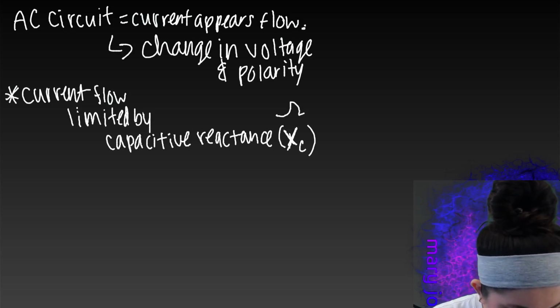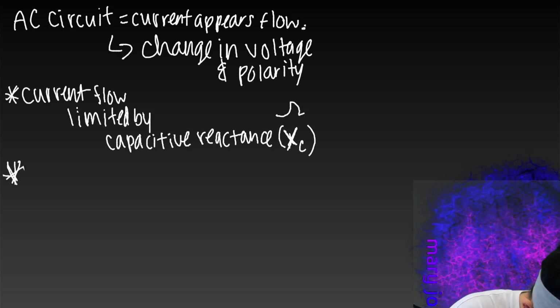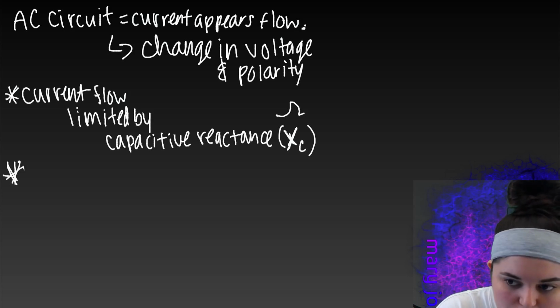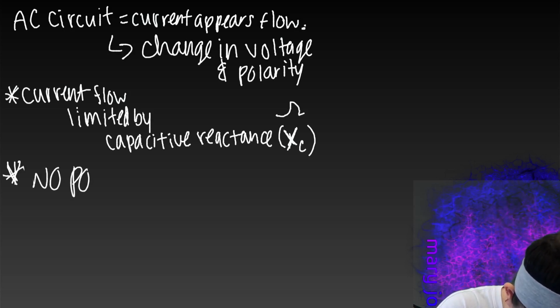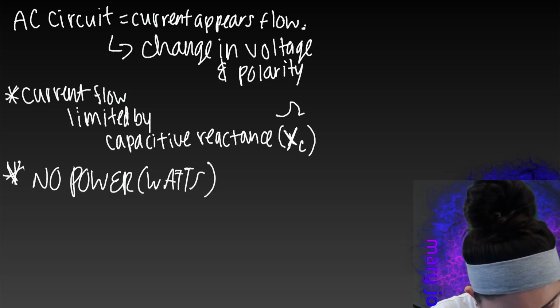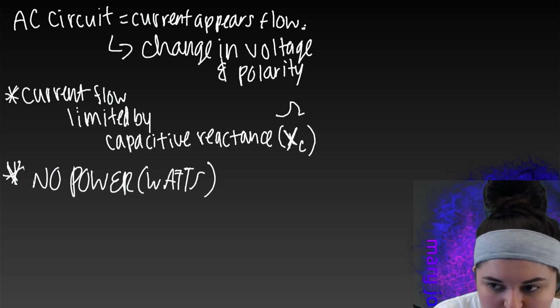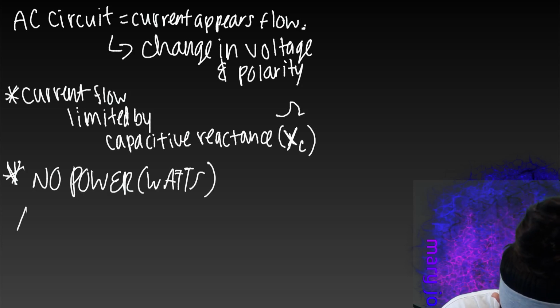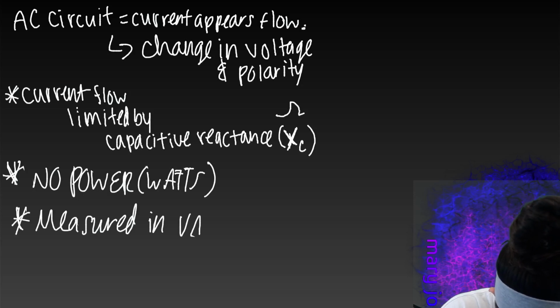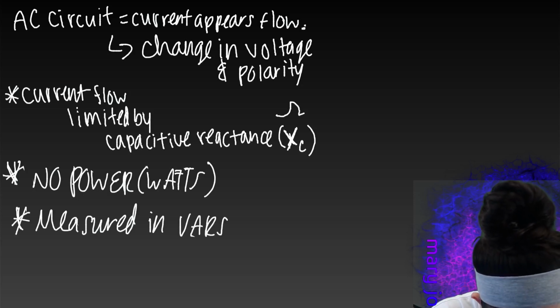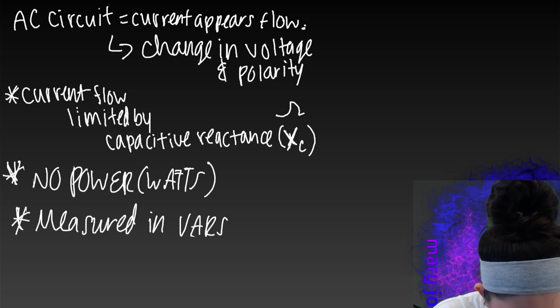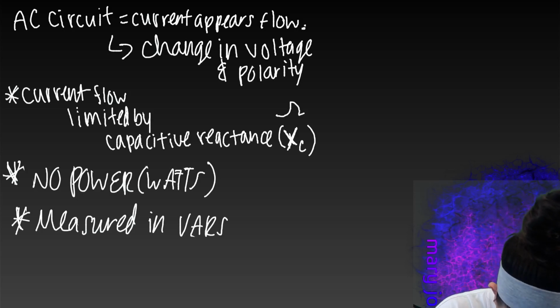In a pure capacitive circuit, the current leads the applied voltage by 90 degrees. There is no true power in a pure capacitive circuit, so there's no watts. Capacitive power is reactive and is measured in VARs, as is inductance. Capacitive and inductive VARs are 180 degrees out of phase with each other.